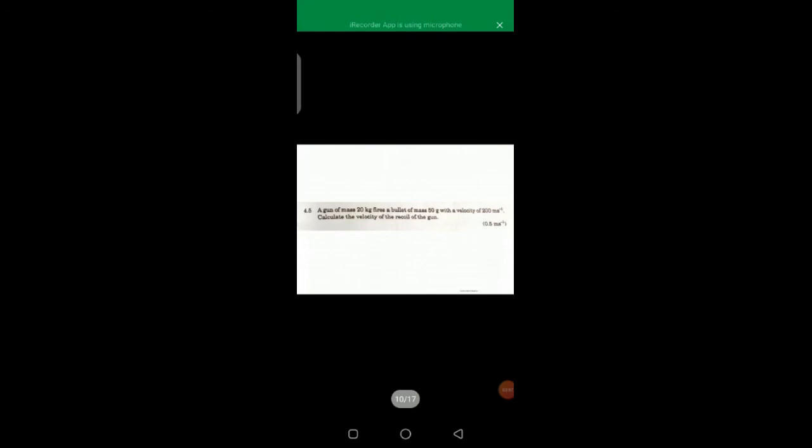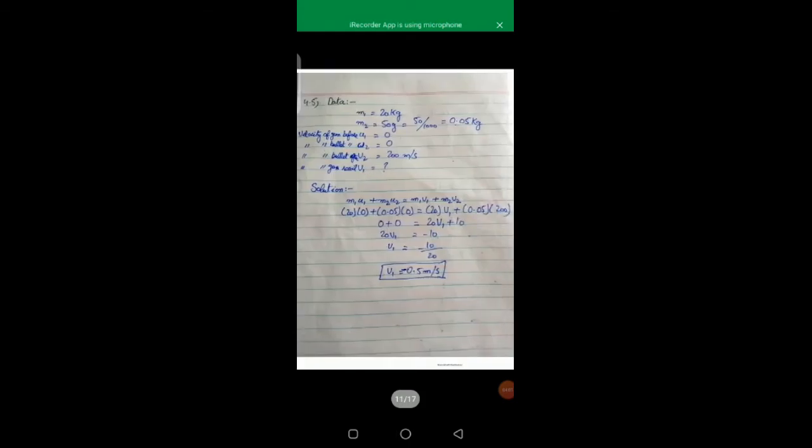Afterwards, numerical number 5. A gun of mass 20 kg fires a bullet of mass 50 gram with a velocity of 200 meter per second. Calculate the recoil velocity of the gun. So, firstly, m1 is the mass of the gun. Then 50 gram is the mass of the bullet, which we have to convert into kg because both units should be similar.